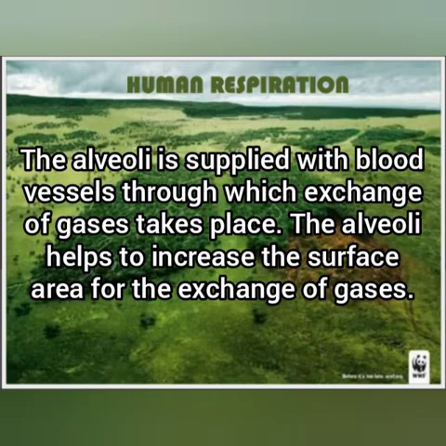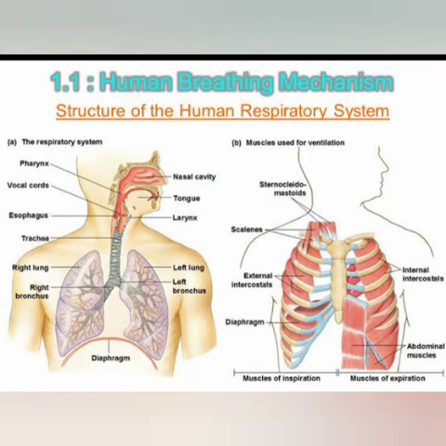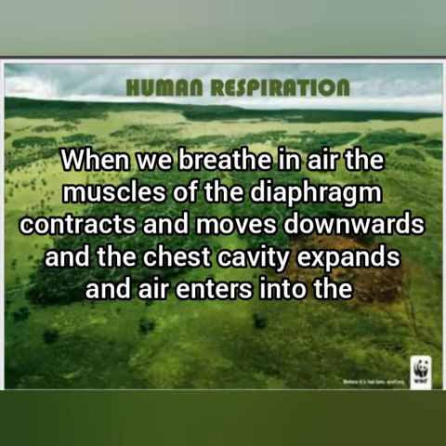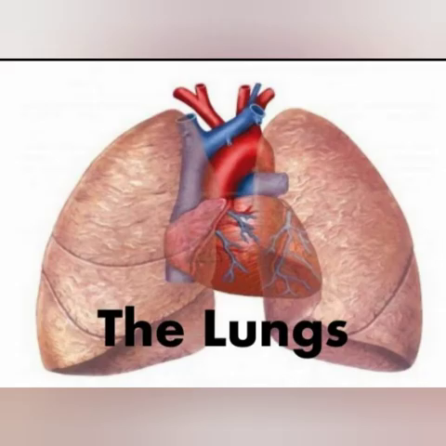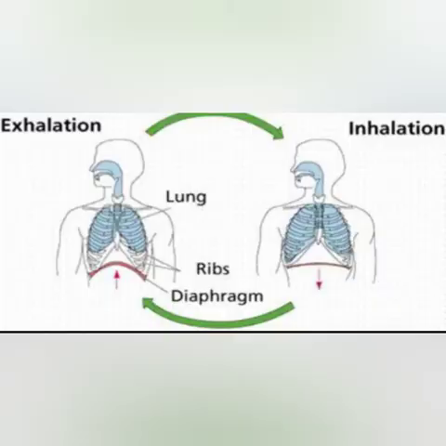Human breathing mechanism. When we breathe in air, the muscles of the diaphragm contract and move downward, and the chest cavity expands and the air enters into the lungs. And this is the diagram of exhalation and inhalation. And this is the diagram for respiration. Breathing in, diaphragm contracts; breathing out, diaphragm relaxes.